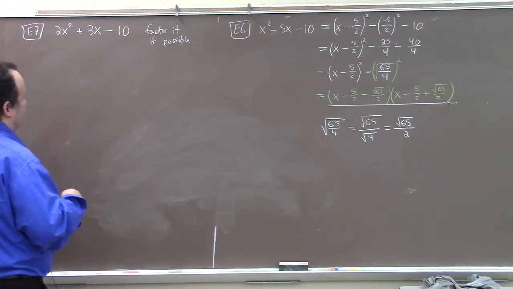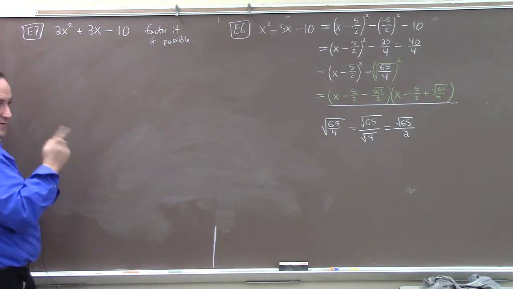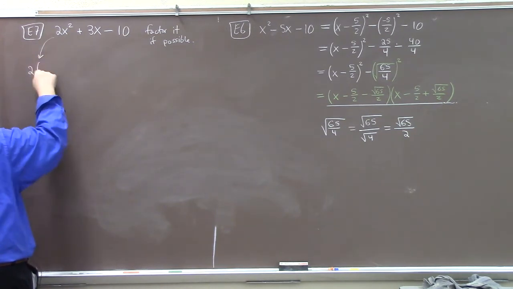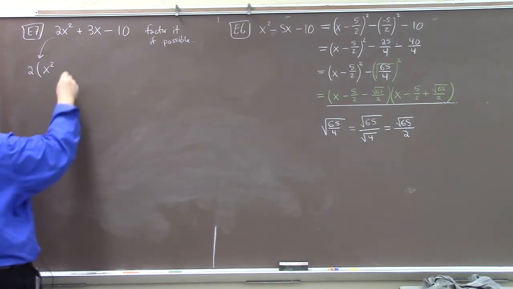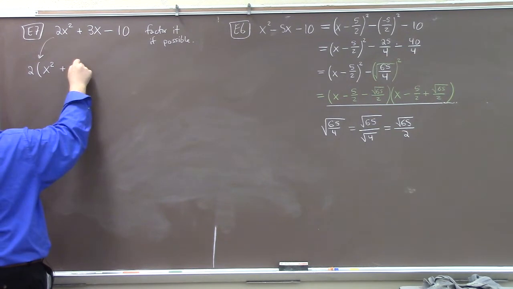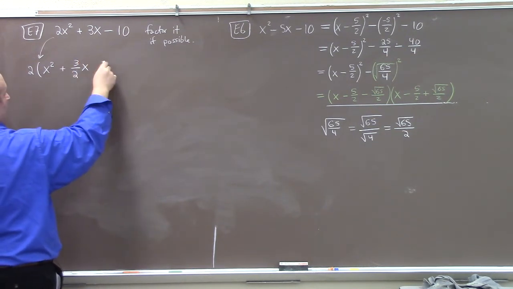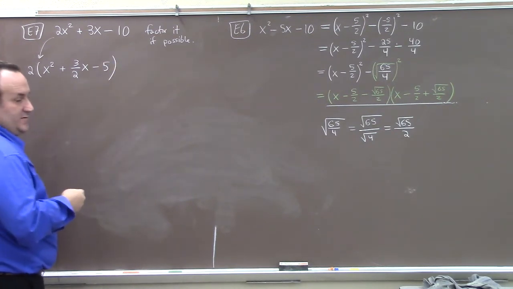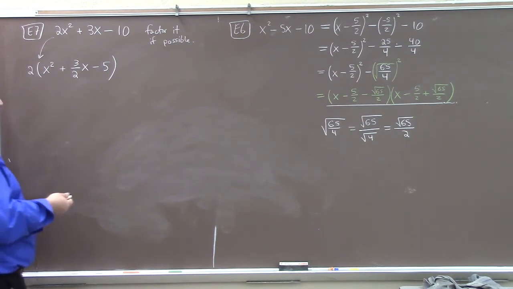Now this one's annoying because I've got this 2 out front. So the way I deal with this, I take it out, right? So this is 2 times x squared. There's not a 2 and a 3. How do I take it out? Well, I have to say 3 over 2. That's how you take it out. And minus 5. So factor the 2 out. There we go. Now what?